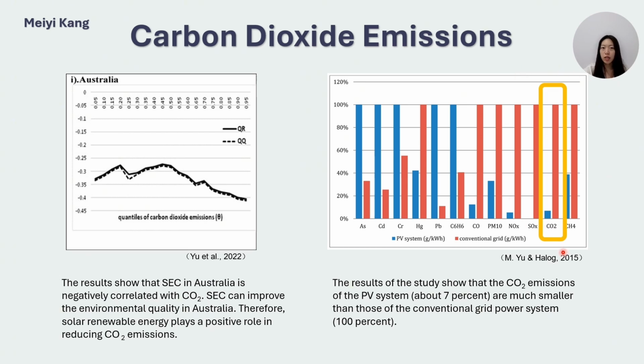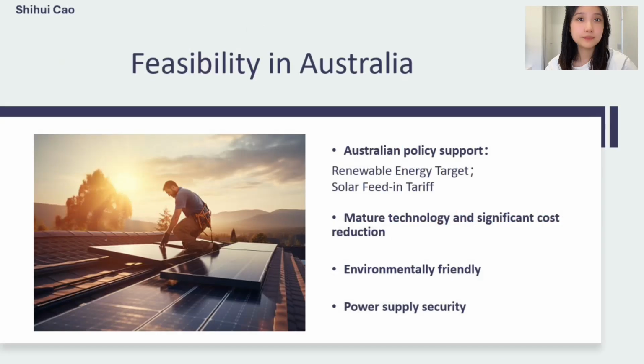So in conclusion, all in all, energy efficiency can be improved and carbon emissions reduced in the future. For example, by increasing the life of solar panels to achieve near zero emissions in Australia by 2050. So Australia is a country with strong solar energy. Shihui will talk about the feasibility of solar energy in Australia.